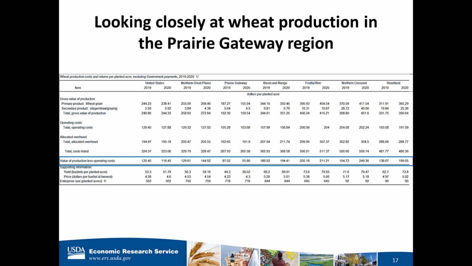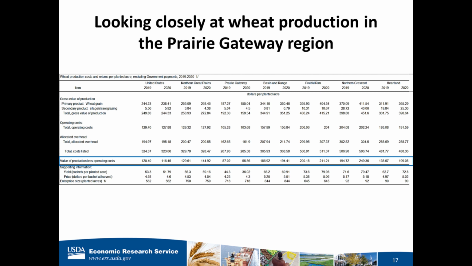As you can see, the United States had a decline in the value of production less operating costs. This can be found in the blue box highlighted, towards the end of the graph. It has a similar format as the cotton table that shows 2019 and then 2020. For the first two columns, there is a decline in the value of production less operating costs from $120.40 to $116.45. Looking at all the other regions, no other region experienced this decline except the Prairie Gateway region.